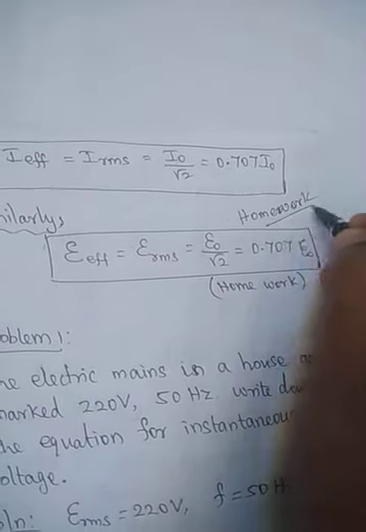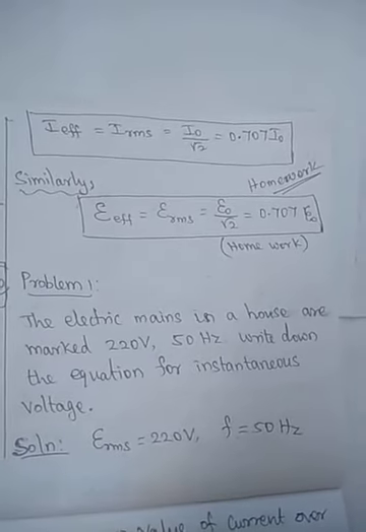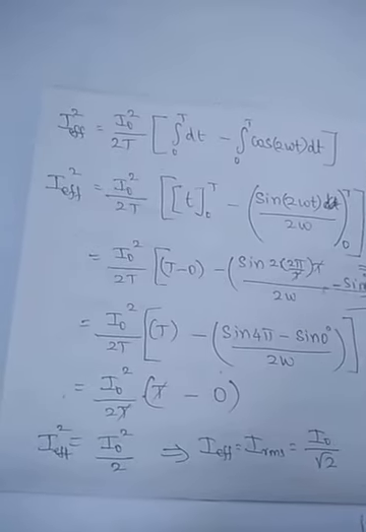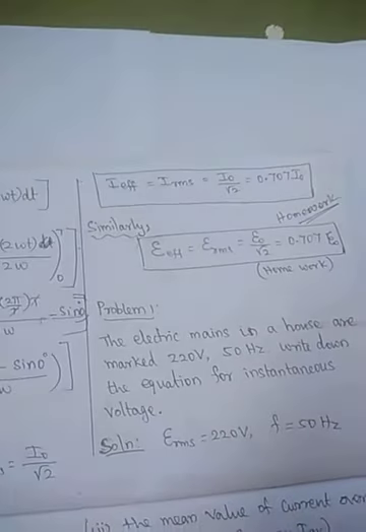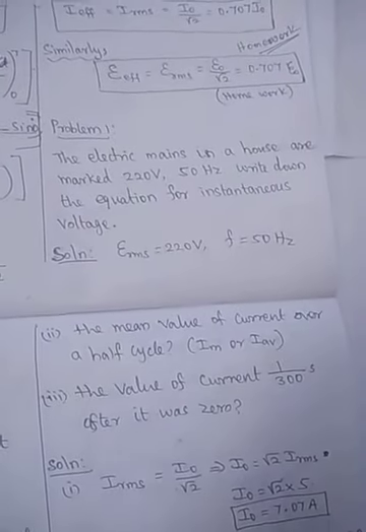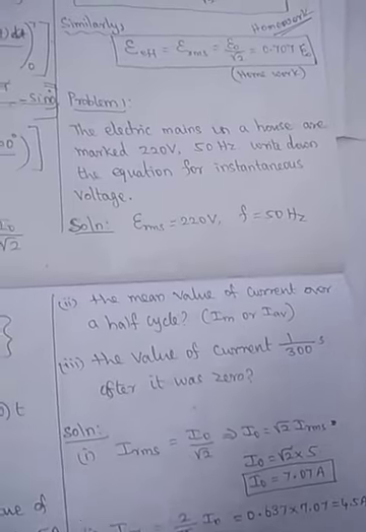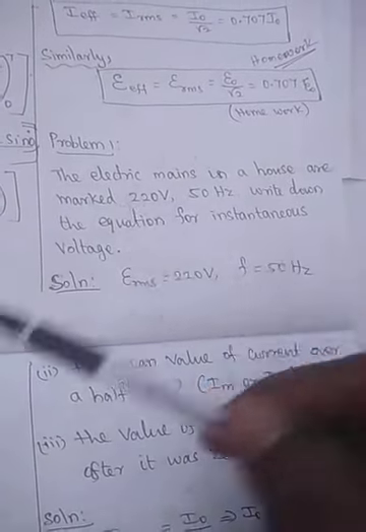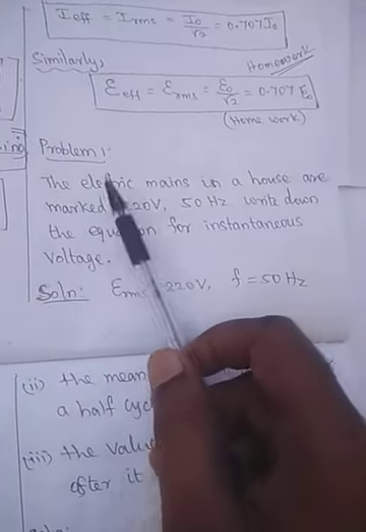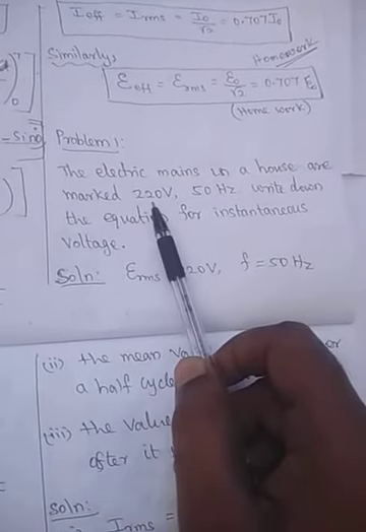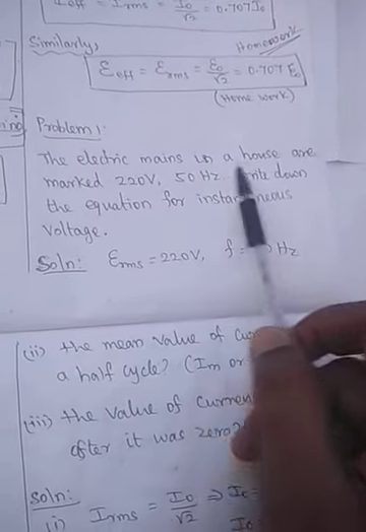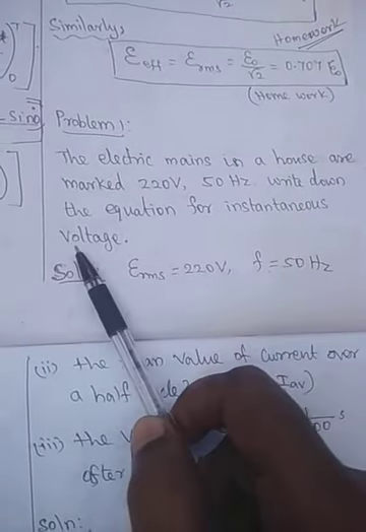So I will give the homework. You derive it on your own, in a similar pattern; instead of I is equal to I naught sin omega t, substitute E is equal to E naught sin omega t. Then in this video we will see the problems. Problem 1: the electric mains in a house are marked 220 volt and 50 hertz. Write down the equation for instantaneous voltage.